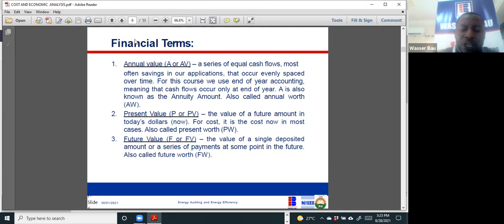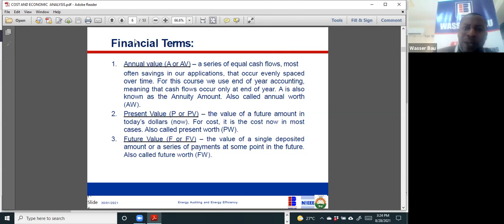So the second one is called present value. What is present value? It is the value of a future amount in today's dollar now. Take note of that word, now. So if you are holding an iPhone in your hand now, the present value of that iPhone is the value in the market as at today.